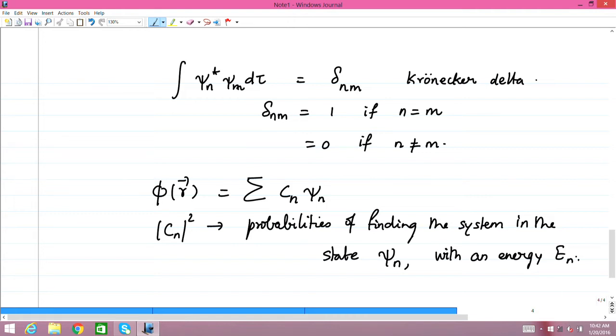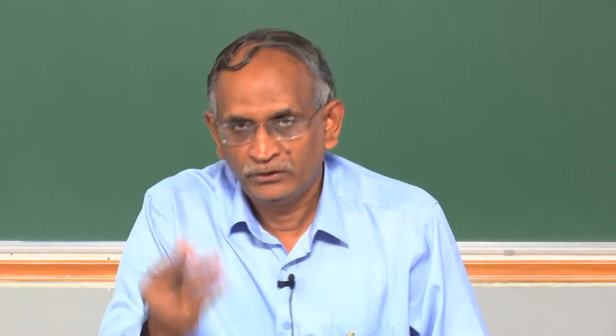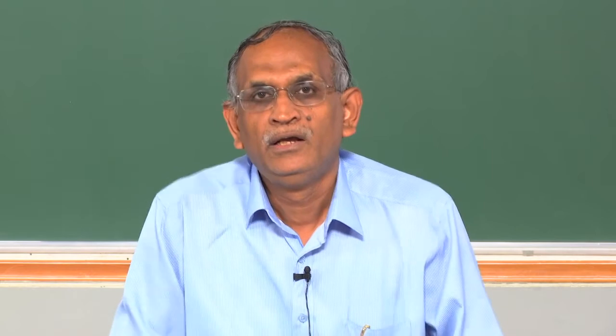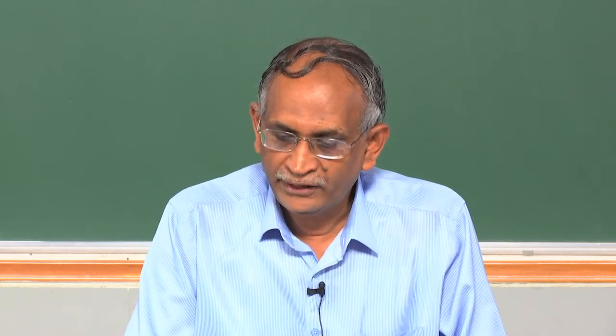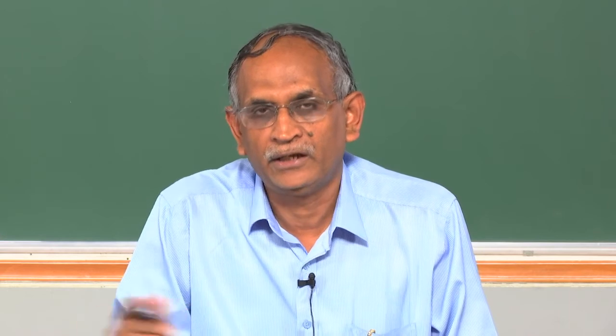What it means is that if you have an identical copy of the system, many copies, and you repeat the experiment of measuring the energy of the system, the outcome would be one of the possible eigenvalues, and the state in which the system will remain would be the eigenstate of that eigenvalue. Therefore, psi n would be one of the measurable states of the system and E n is the energy associated with it.